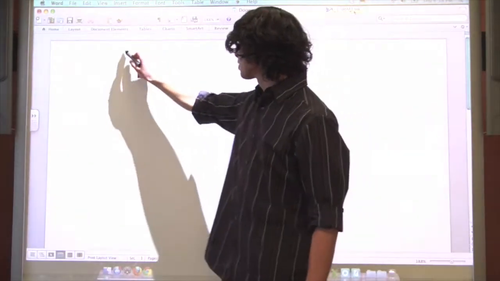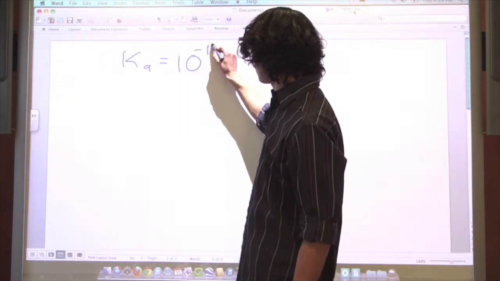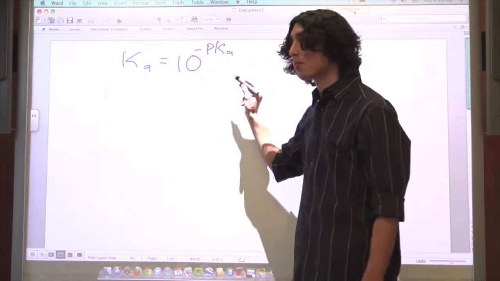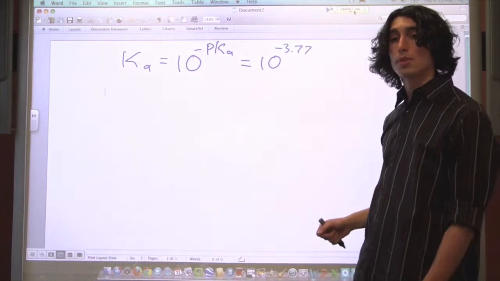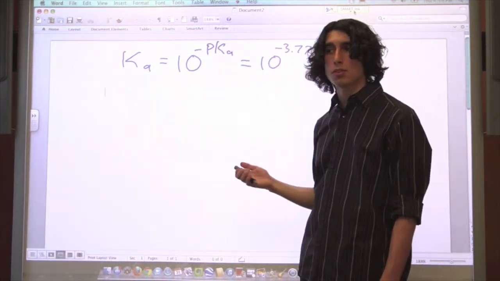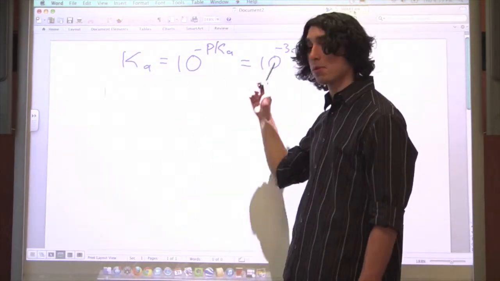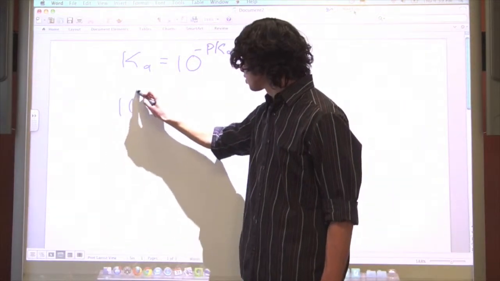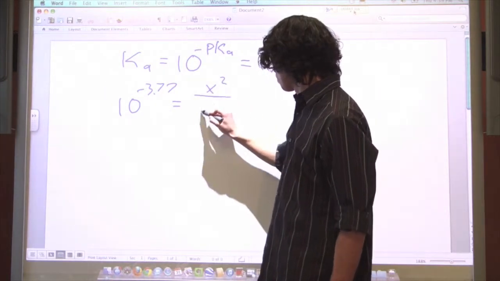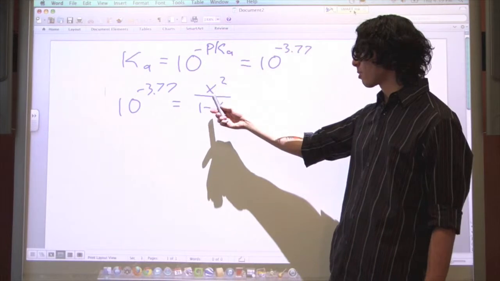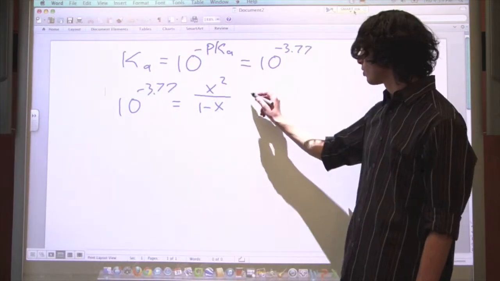So here we can say that Ka is equal to 10 to the negative pKa, which is 10 to the negative 3.77. That's just, these p's are just a log scale, essentially. So just like pH, treat pKa the same way, you can come up with this relation. So we have 10 to the negative 3.77 is equal to x squared over 1 minus x. That was our equilibrium expression that we came up with on the last page. Ka is equal to the equilibrium expression.